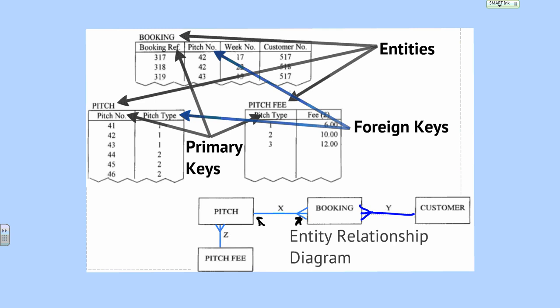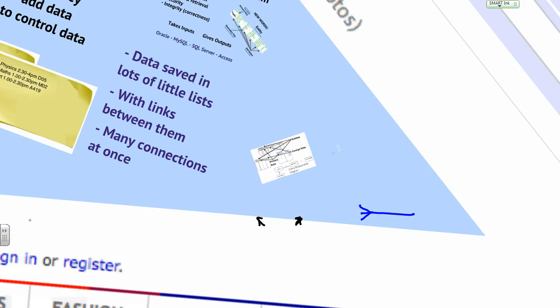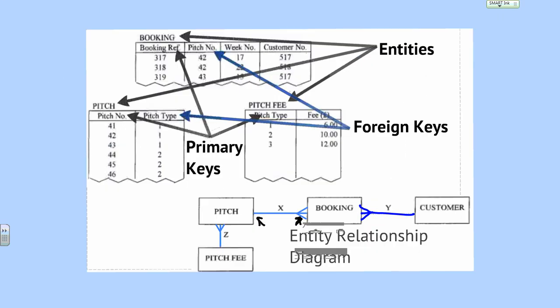Or to put it another way, the side that has the primary key, so customer has the primary key, booking has the foreign key. Pitch has the primary key, booking has the foreign key. Pitch fee has the primary key, pitch has the foreign key. So the primary key is on the one end, the foreign key is on the many end.